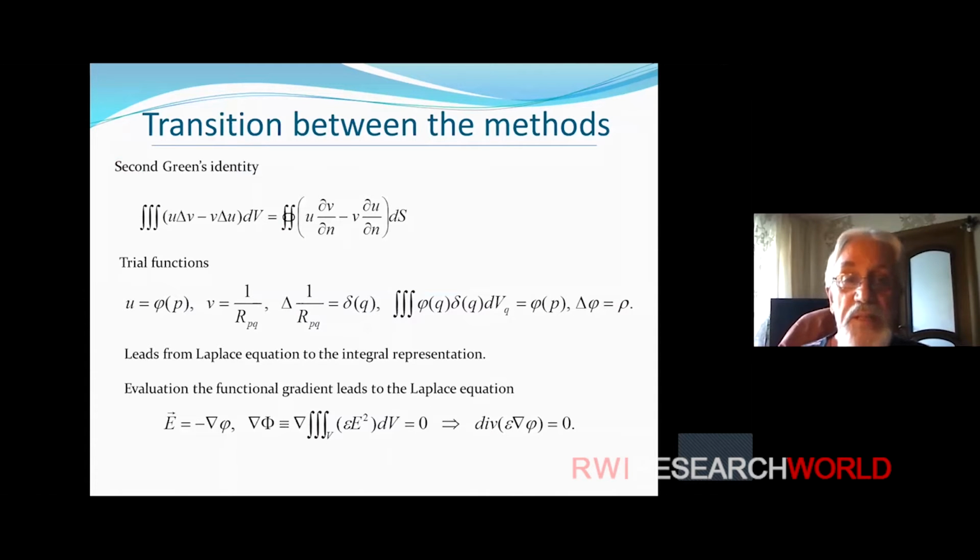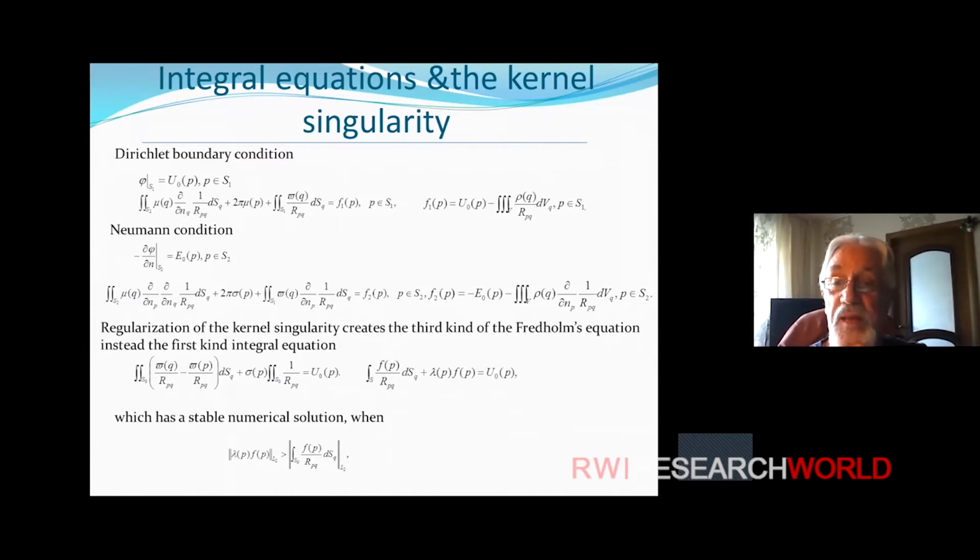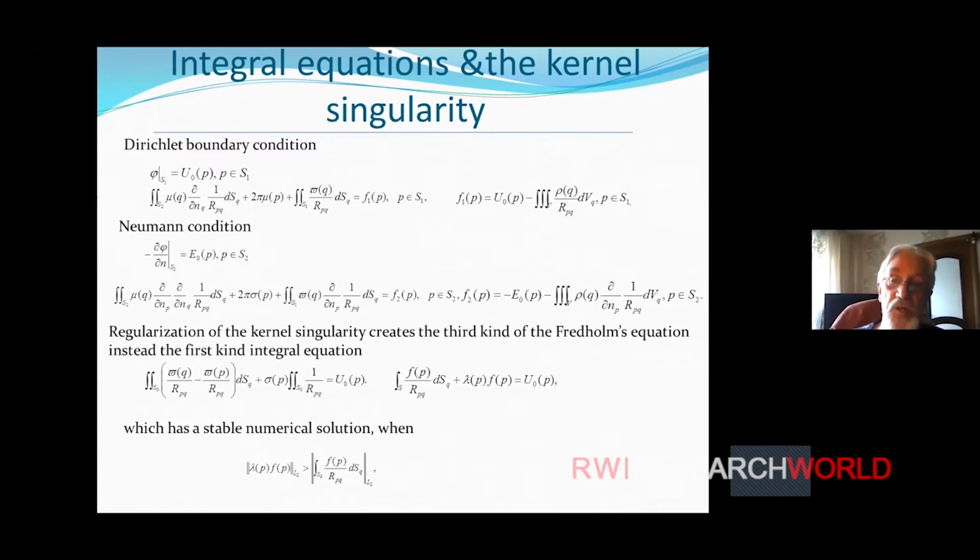All these methods are in some sense equivalent. So there is a procedure how to transform one method to another one. For the integral representation, the boundary problems create so-called Dirichlet boundary condition and Neumann boundary condition, which can be represented with different integral equations.